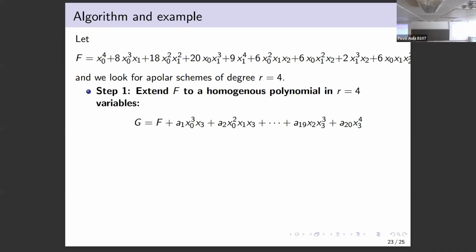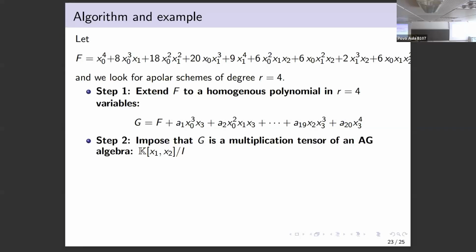We want to look for schemes of degree 4. So we have an extra variable. So we put this g, which is f plus terms that contain this new variable. And now we impose that this g is a multiplication tensor. So note that if this were the case, so if g is a multiplication tensor, then there's a restriction from g to f, which is just sending this new variable to 0. And therefore, by the previous result, this would give me that there is a scheme of degree 4.